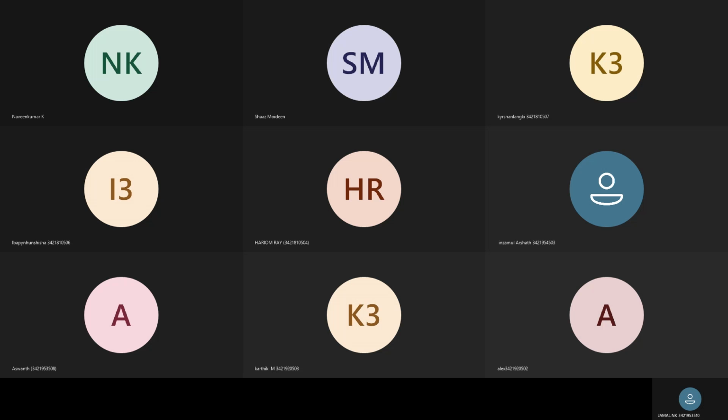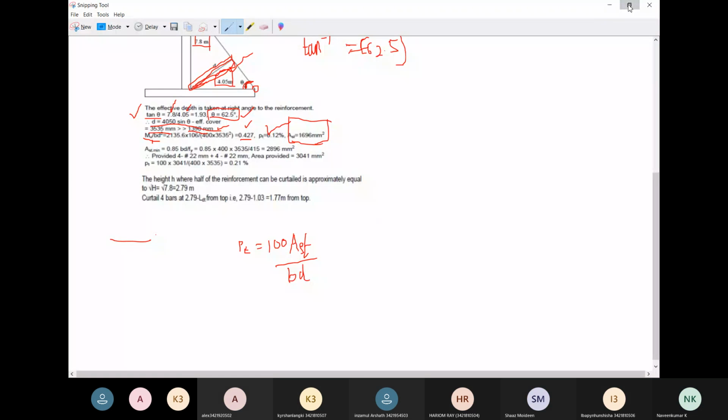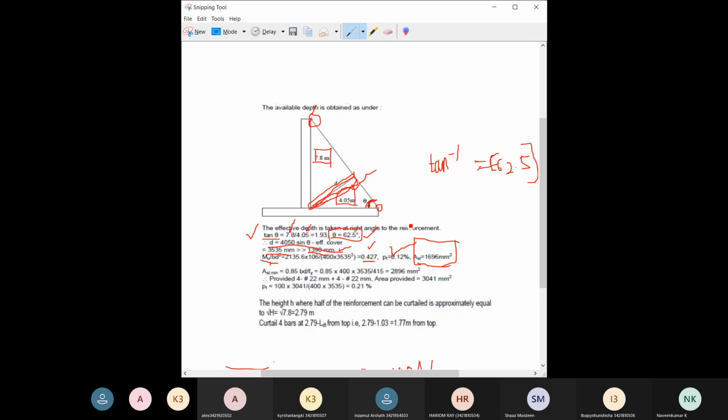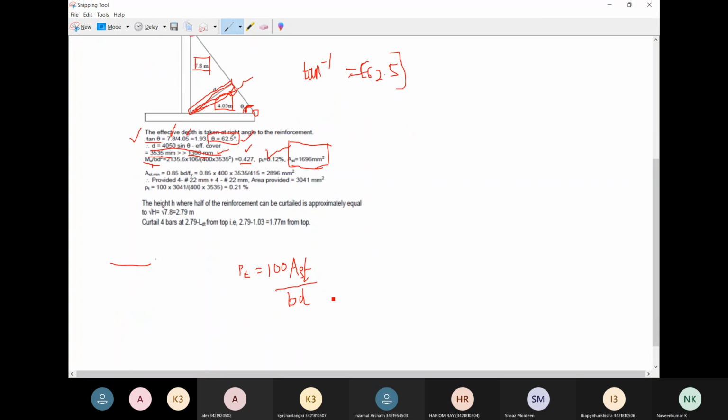There is an expression. Can you all see the screen? This is the expression for percentage of steel: PT is equal to 100 AST divided by bd. By using this expression, you can get the details. So you substitute the value of PT, that is 0.12 percentage.